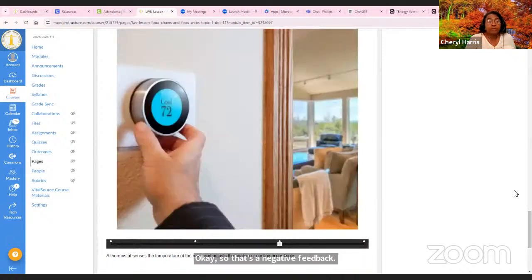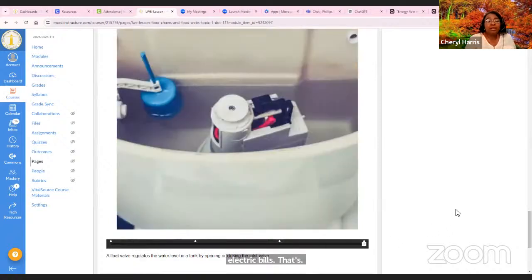All right, this one, in your house, if it's too hot in your house, you go over to the thermostat and you turn it down so that you can get a cooler atmosphere. That's going to raise your electric bill, which is also a negative part of that feedback. As far as I'm concerned, I don't like paying high electric bills. That's a negative feedback. All right.